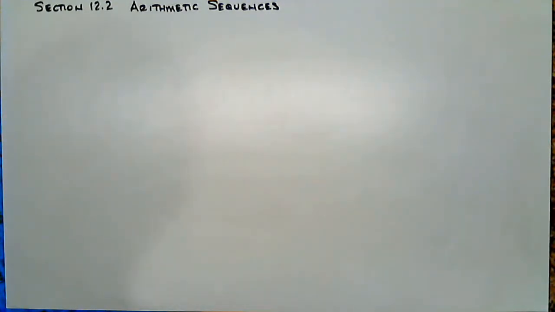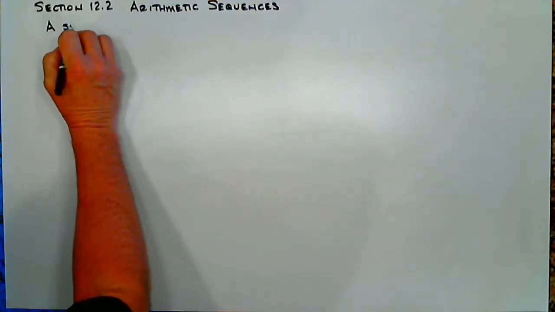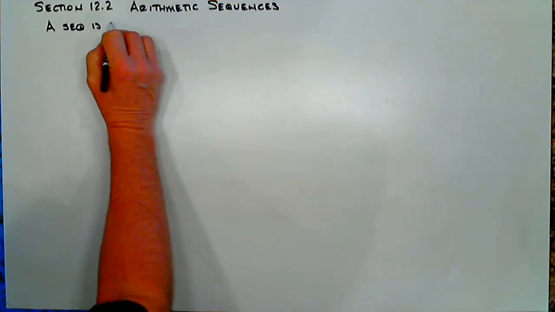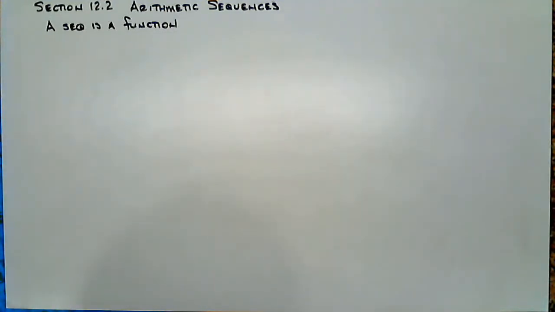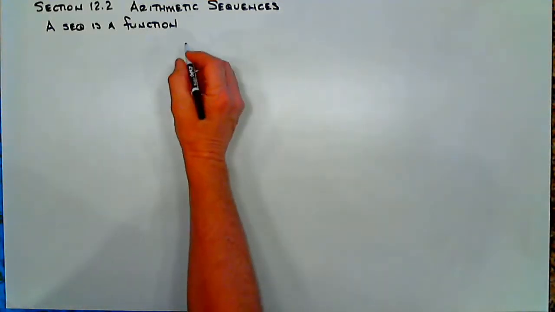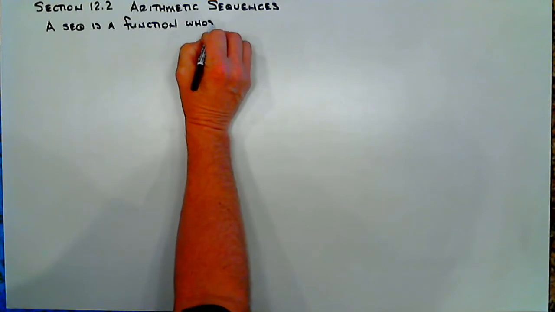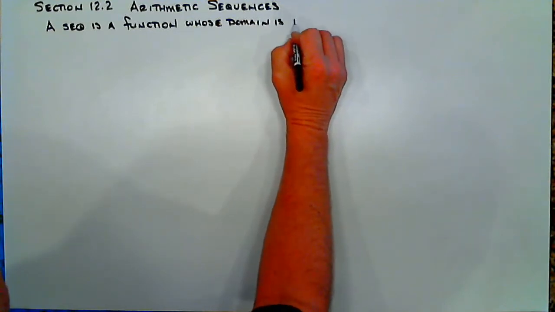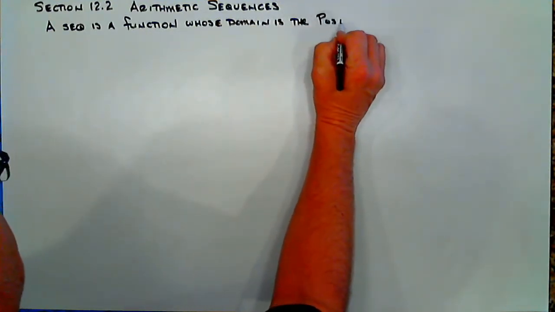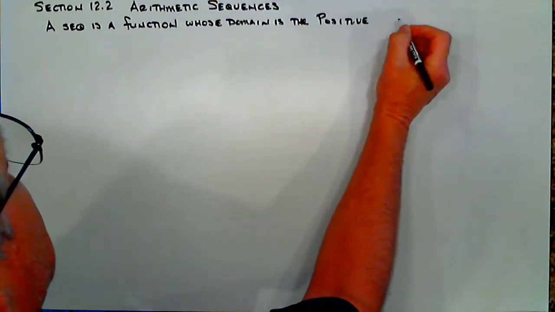So we're going to start, just for a quick review, with a review here. Remember, a sequence is a function. That's the most important thing for us to remember. A sequence is a function. It comes with a different notation than our normal function notation, f of x, but a sequence is just a function whose domain is the positive integers.